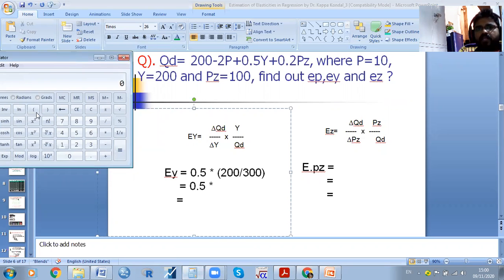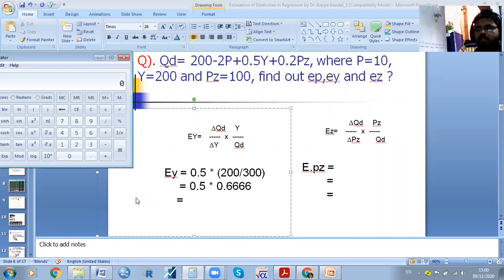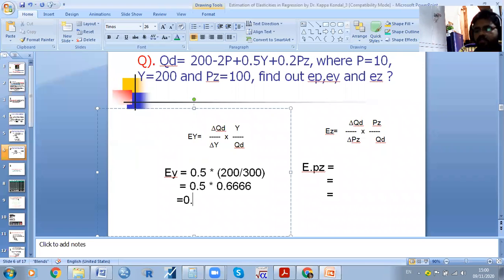I am using the calculator here. See, 200 divided by 300. How much? 0.666. You can take 4 decimals. Then if you multiply 0.5 into 0.666, how much are you going to get? 0.3333. 0.33 is the answer. This is the estimation of the elasticity of income.